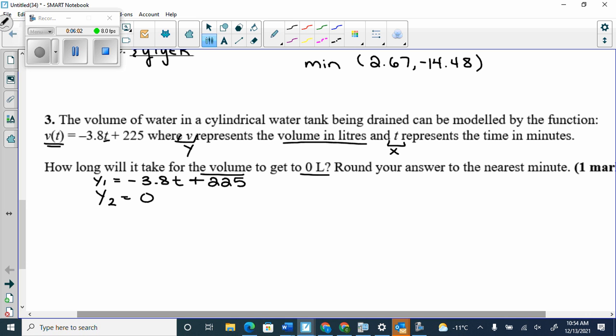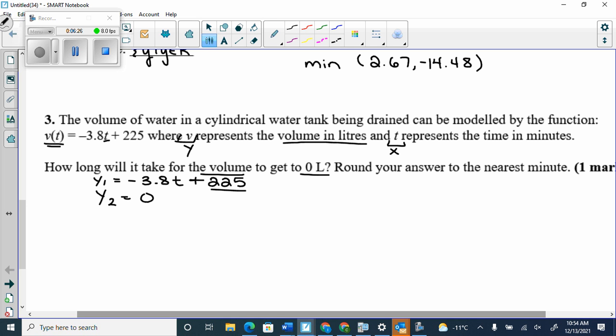My y-intercept is at 225, correct? So that's the volume of the tank full. So my y max needs to be bigger than that. So everyone should be typing it in. Type into your calculator, negative 3.8 t, or x, plus 225. And your window, your y max needs to be at least 225. I'm going to make mine be 230.